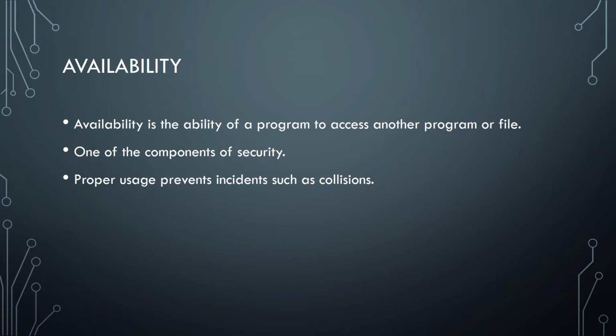So to recap, availability is the ability of a program to access another program or file. It is one of the components of security. Proper usage prevents incidents, such as collisions.